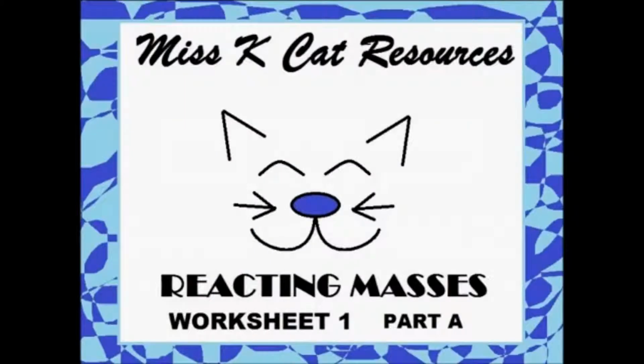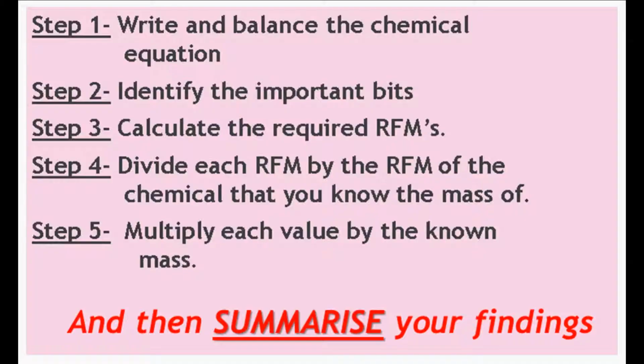The key stages in this calculation are as follows. Read the question. If they have already given you an equation, use that. If they have not given you an equation, you will need to read and interpret the question to write your own. You must ensure that this chemical equation is balanced. Using information from the question, identify important bits, i.e. the chemicals that they want you to do the calculation for. Step 3. Calculate the required relative formula masses of those chemicals.